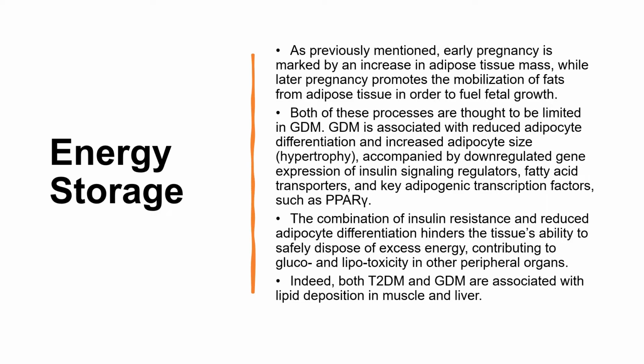GDM is associated with reduced adipocyte differentiation and increased adipocyte size, or hypertrophy, accompanied by downregulated gene expression of insulin signaling regulators, fatty acid transporters, and key adipogenic transcription factors such as PPAR gamma. The combination of insulin resistance and reduced adipocyte differentiation hinders the tissue's ability to safely dispose of excess energy, contributing to gluco- and lipotoxicity in other peripheral organs. Indeed, both type 2 diabetes mellitus and gestational diabetes mellitus are associated with lipid deposition in muscle and liver.